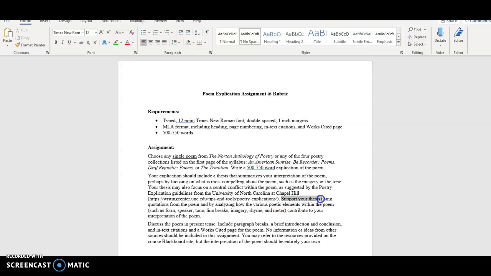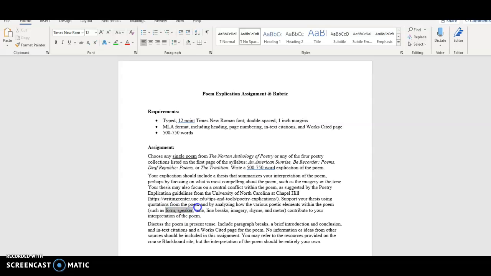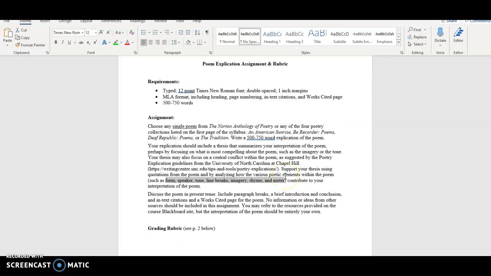Once you've decided what you want your thesis to be, what you want your focus to be, then you're going to support that thesis using quotations from the poem and analyzing how the various poetic elements within the poem contribute to your interpretation of that poem that you're making in your thesis. So you want to look at the poetic devices that the poem is using, right? And that can include things like the form of the poem, the speaker, the tone, the line breaks, the imagery, rhyme, meter, any of the poetic devices that are used within the poem.